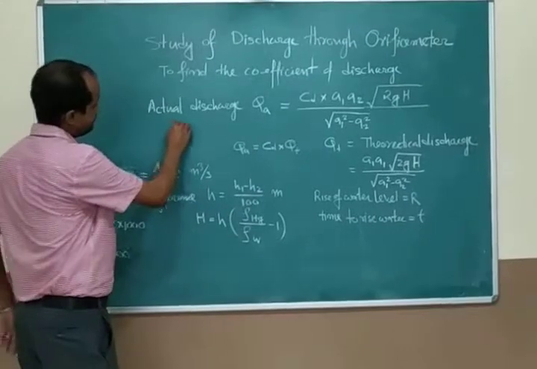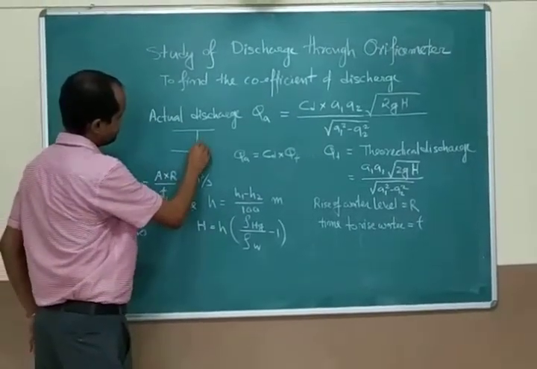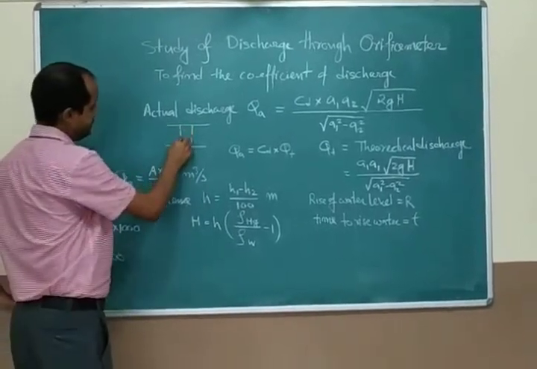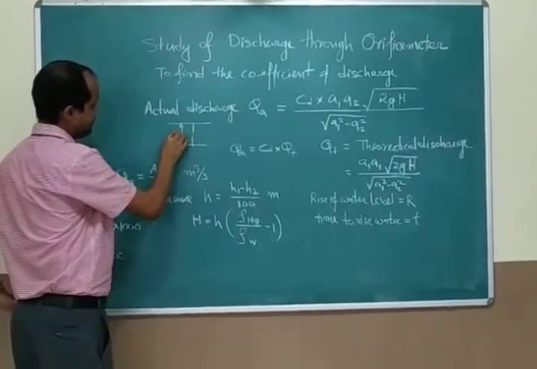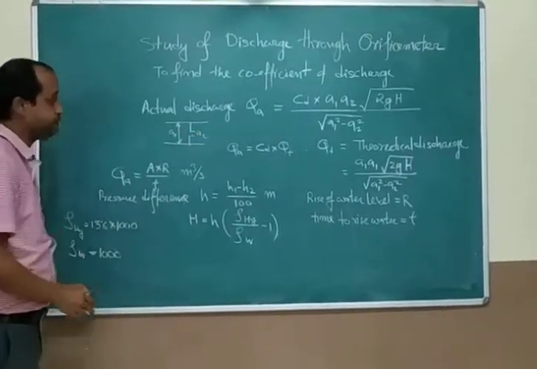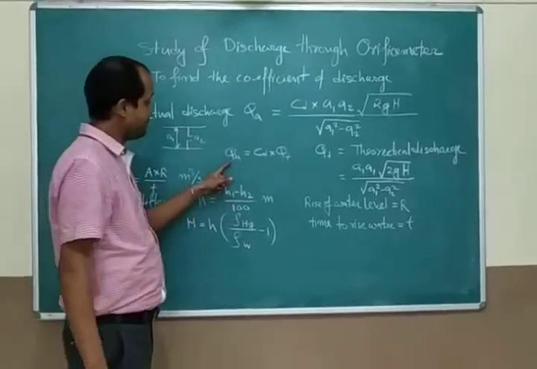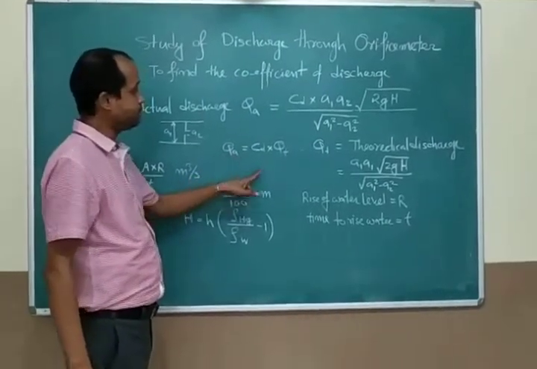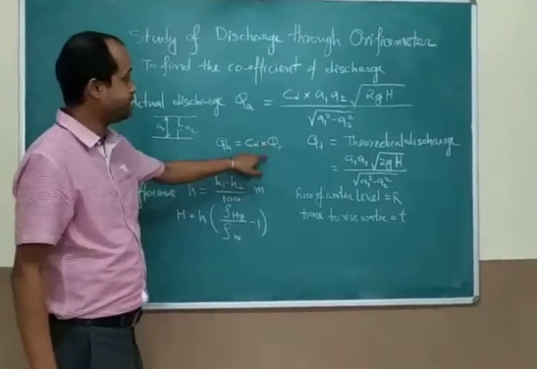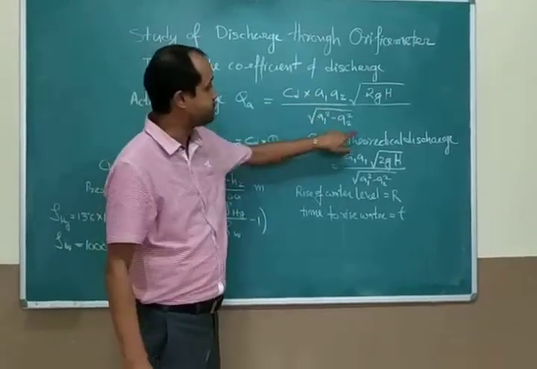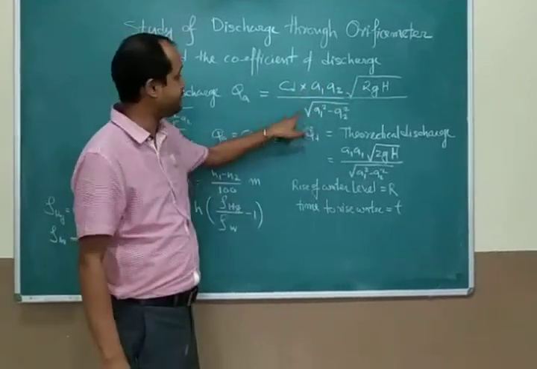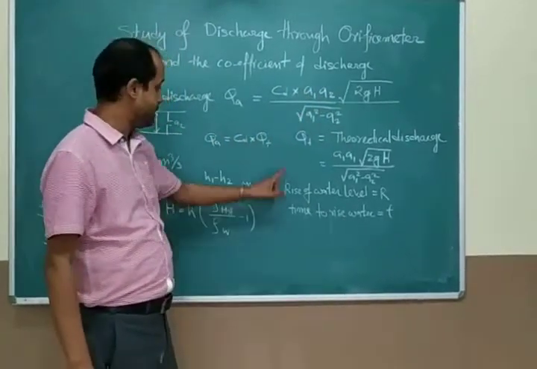So the orifice meter will be like this. There is a small hole. This is your A1 area, and this is your A2 area. Now, actual discharge is equal to coefficient of discharge into theoretical discharge. So theoretical discharge is basically this portion. From the derivation of Bernoulli's equation, we can find out this equation.